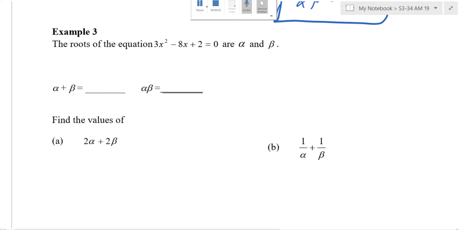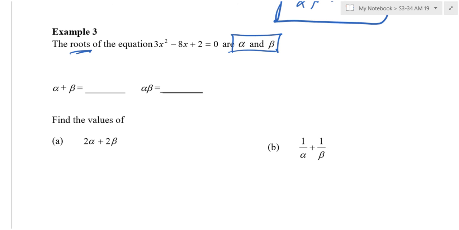Now, alpha and beta are the roots. Can you highlight? This is very important. The roots are alpha and beta. Highlight any? Yes. Okay, start. What is alpha plus beta?